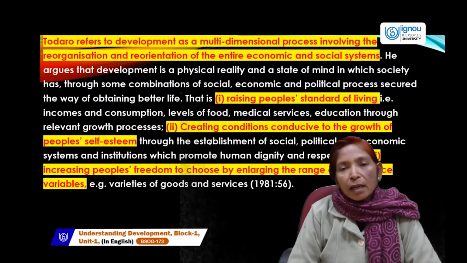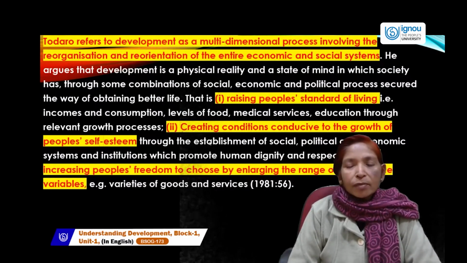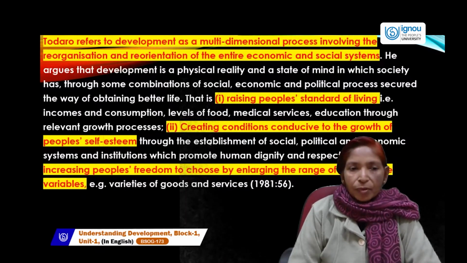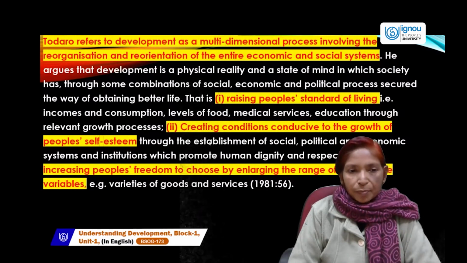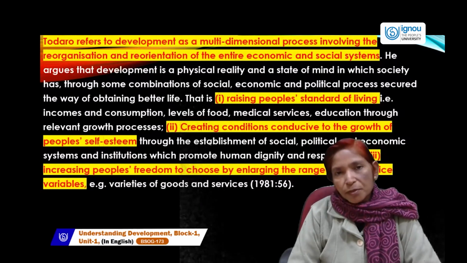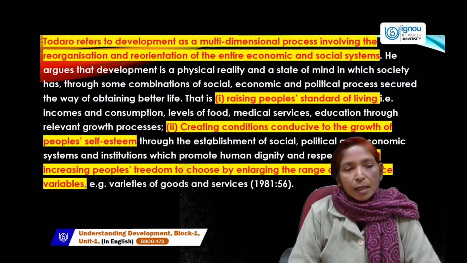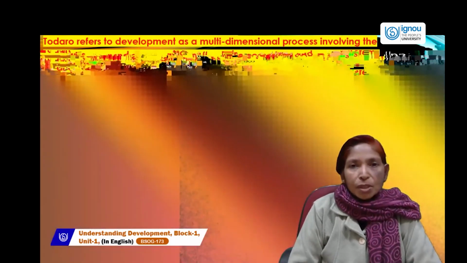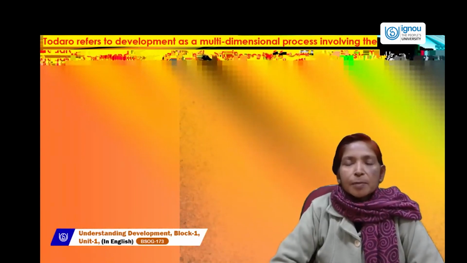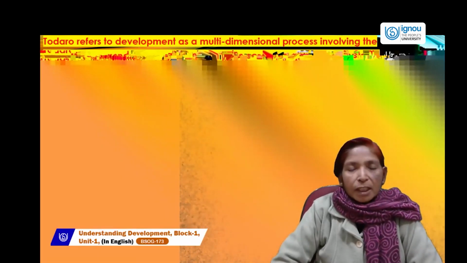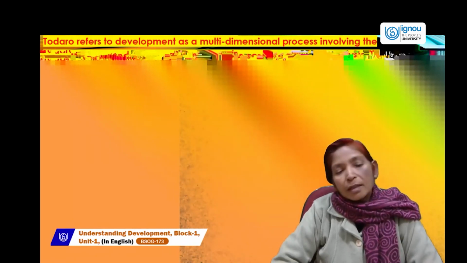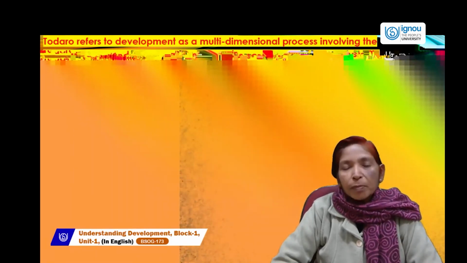Second is creating conditions conducive to the growth of people's self esteem or self respect through the establishment of social, political, and economic systems and institutions which promote human dignity and respect. It is also included in the concept of development. And third is increasing people's freedom to choose.